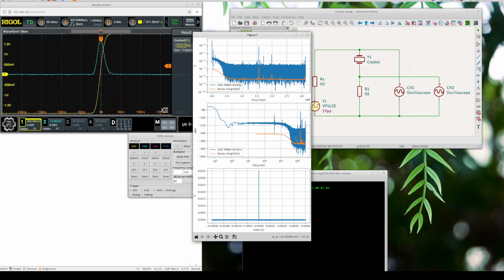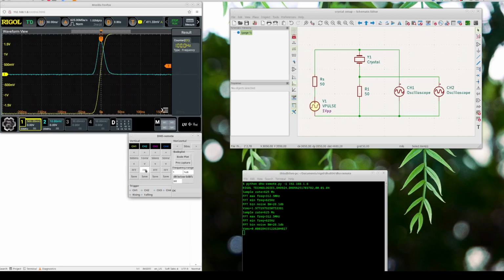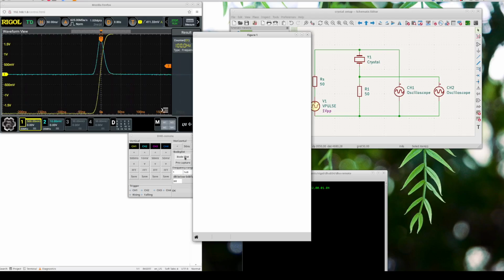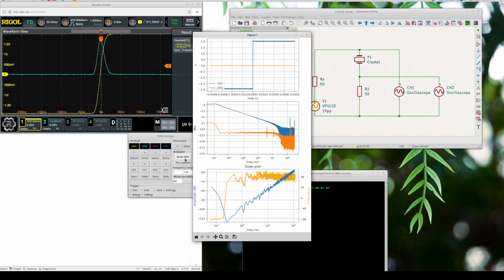You see something here. And remember, I'm testing a crystal, and I do not know yet what it is. Although if you look here, you can already see that there is something special going on around this frequency. So these are just 2 FFTs of the 2 channels. The next thing that I'll do is a Bode plot. Then I'll press the button.